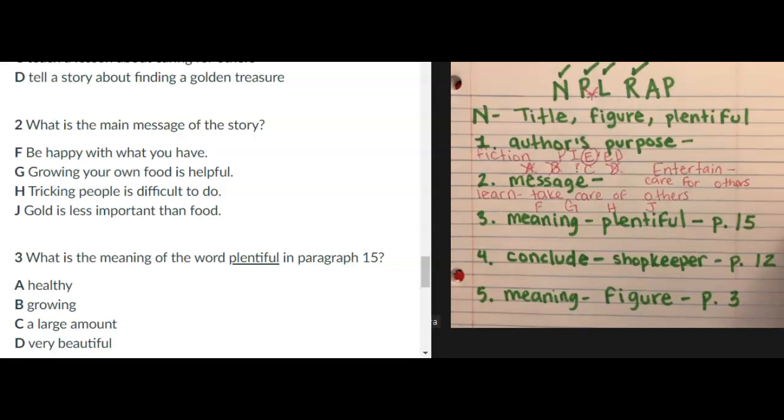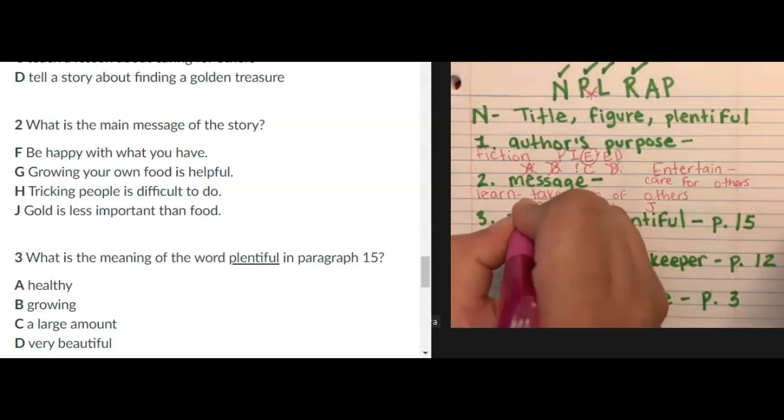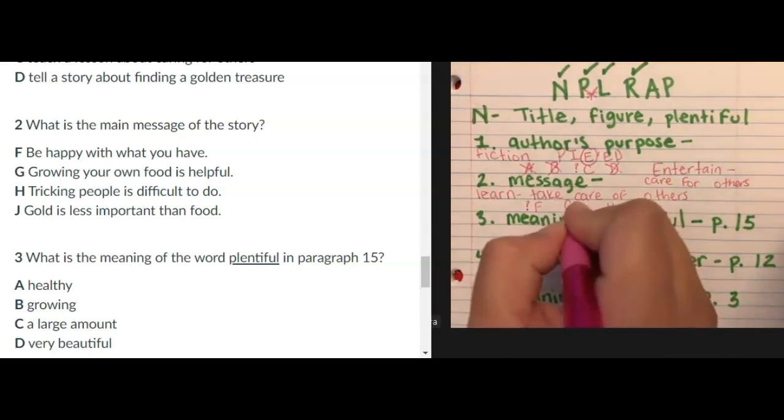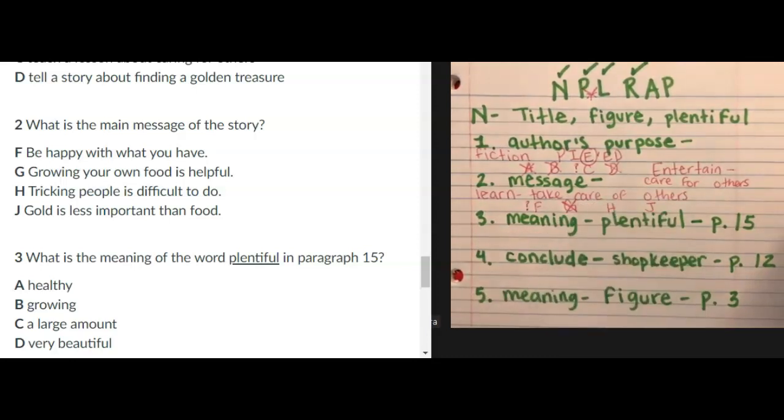To be happy with what you have. Well, if you take care of others, that means that you're giving back, so you are probably happy with what you have. I'm going to put a question mark next to it because I still have other answers to read. Growing your own food is helpful. I don't think that was the message of the story. I think it is important to grow your own food, but that's not what this story was about.